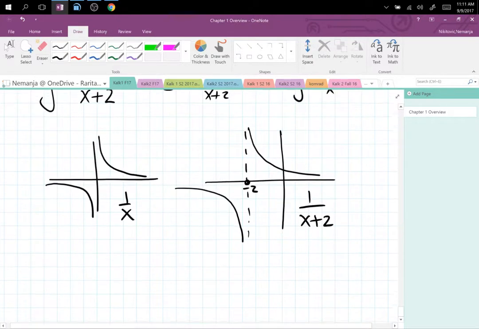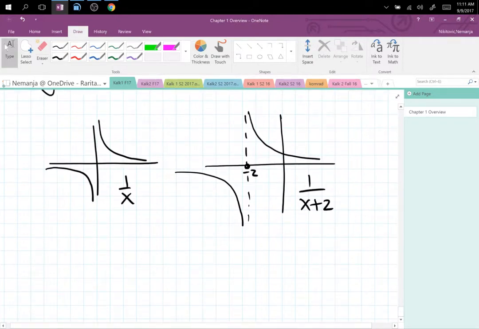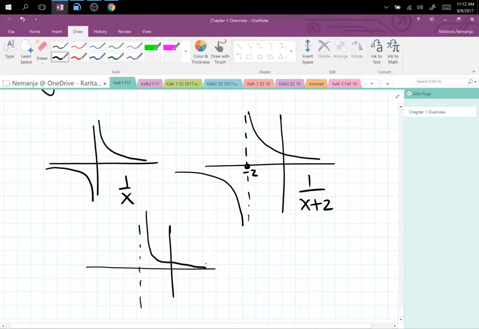And then we have times 3. Now, times 3 is really not going to change things much. It's just going to make it turn quicker, like that. So this is it, 3 over x plus 2. So we do this in stages, and if you can do everything in one shot, awesome.